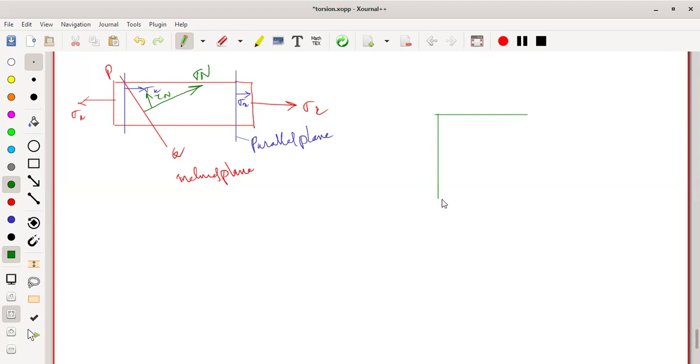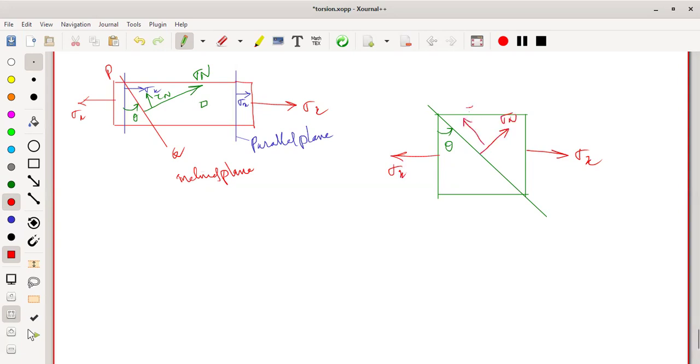Okay, so the same thing I'd like to represent here. I'm going to consider a small square element like that. If I consider an inclined plane like this, the inclination is theta, because from here to here the inclination is theta. I'm considering the counterclockwise direction. So it is subjected to sigma x, again subjected to sigma x, but on this cross section it has sigma n and tau.